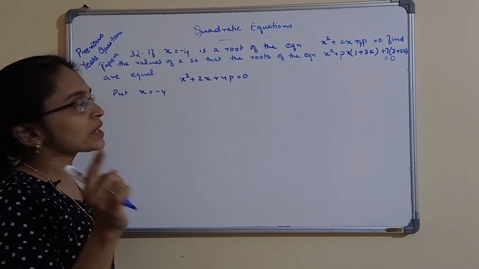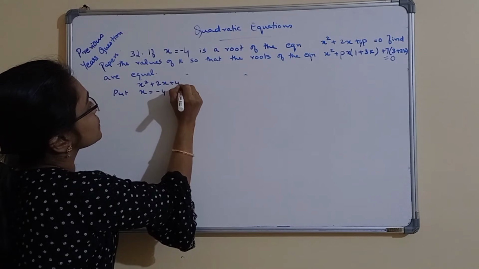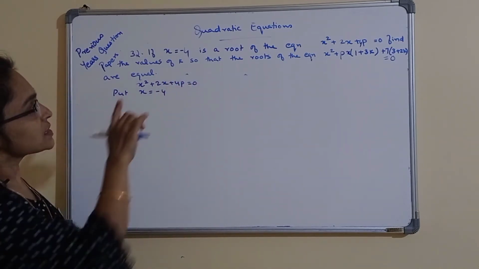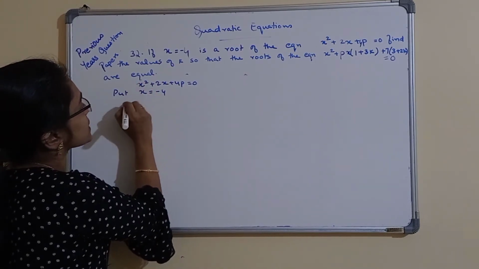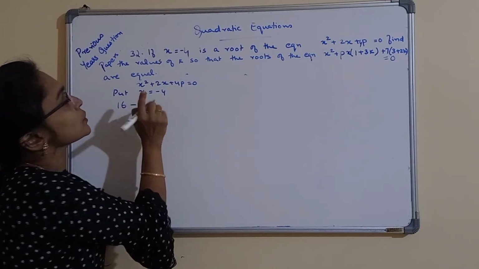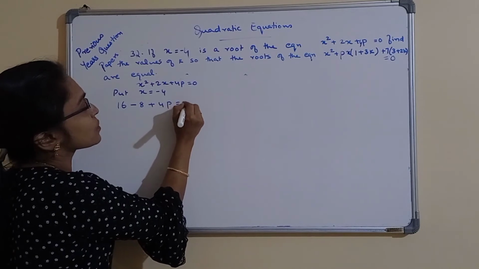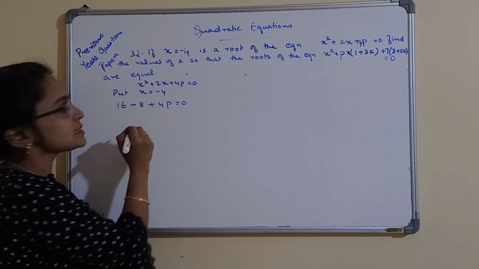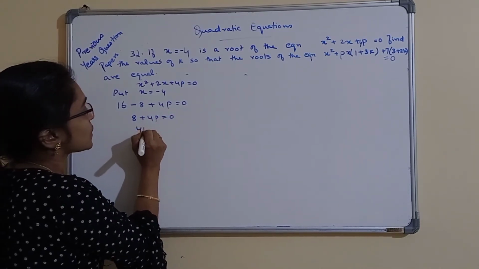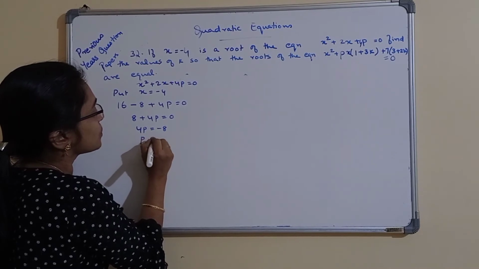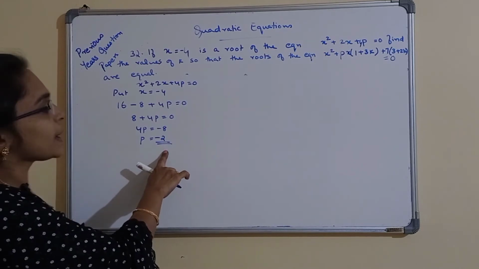So, x square plus 2x plus 4p equal to 0. Minus 4 is a root of this equation, means put x equal to minus 4. So, minus 4 square is 16. Then 2 into minus 4 is minus 8 plus 4p equal to 0. Which means 16 minus 8 is 8. 8 plus 4p equal to 0. And that means 4p equal to minus 8. So, p equal to minus 8 by 4, which is equal to minus 2. So, p equal to minus 2.